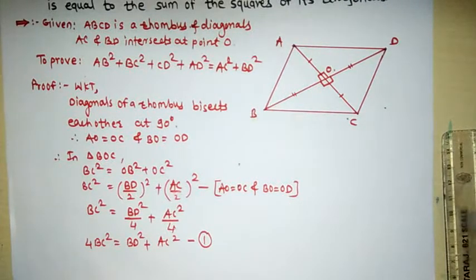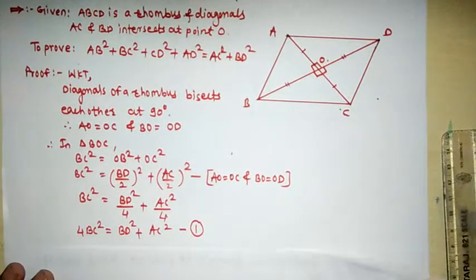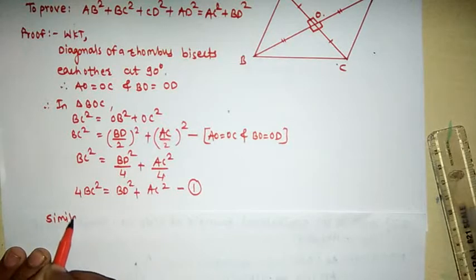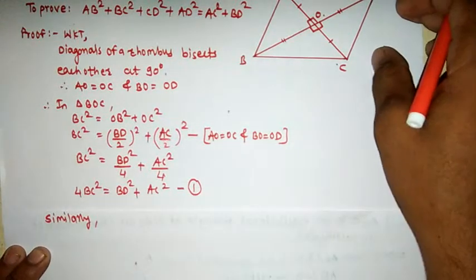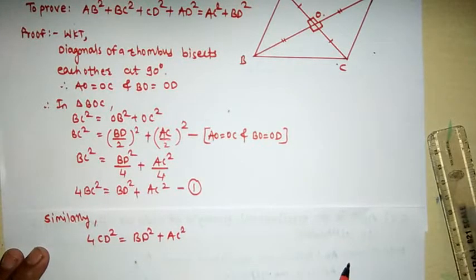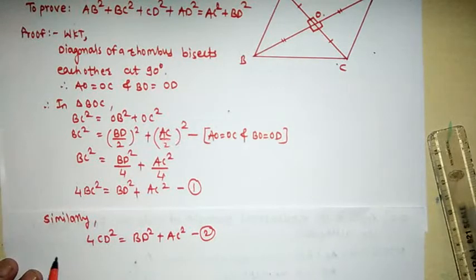And I will write here the next proof. Similarly, we can write for other sides also. I will write for the side DC. Similarly, 4 times CD square is equal to BD square plus AC square. Can I write like this? Same procedure you have to follow. You will get 4 times CD square is equal to BD square plus AC square, and mark it as equation number 2.